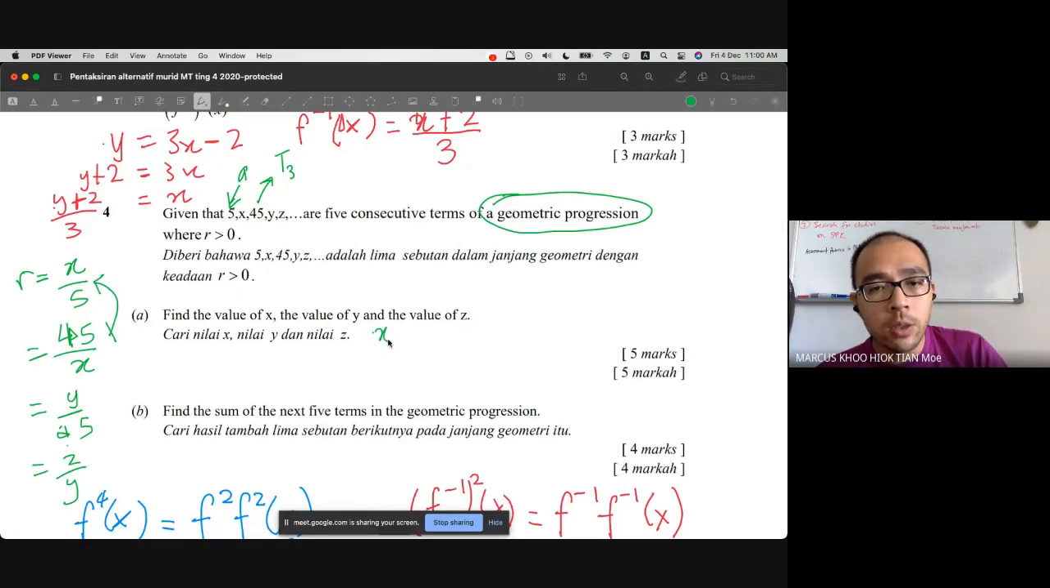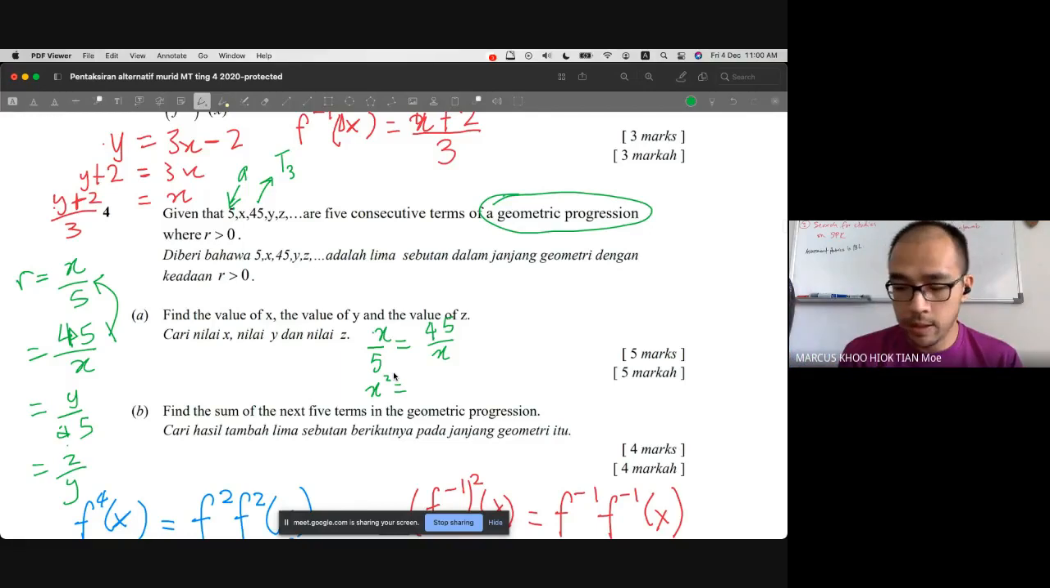Okay, x over 5 equals to 45 over x. If I cross multiply, I will get x squared equals to 45 times 5. 45 times 5 is 225. Okay, and so what's my value of x? Square root of 225 will be 15. So x equals to 15. Okay. Then I can use the same thing, you know. If x equals to 15, what is my r? Okay, r equals to 15 over 5, r sama dengan 3.